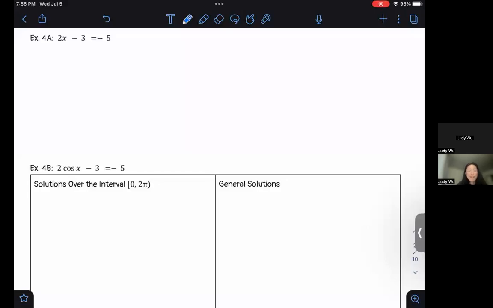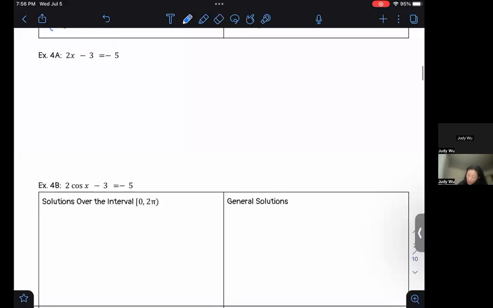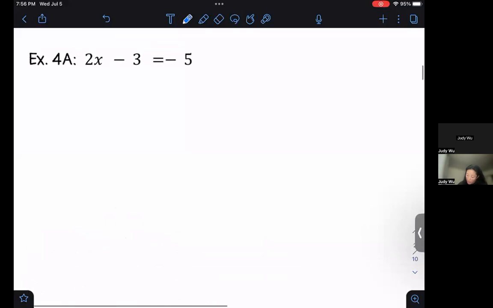Hi folks, welcome back to 7.5, part 2. In part 1, we took a look at some linear equations, some of the most basic ones, and now we're going to ramp it up a little bit. We're going to start right here with this example 4a. We're going to take all the trigonometry out of it and think back to maybe middle school, when we first learned how to solve linear equations.